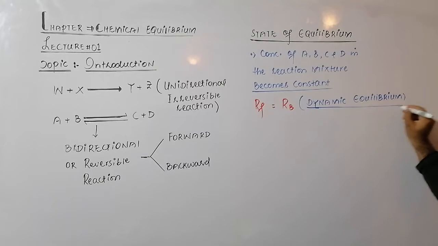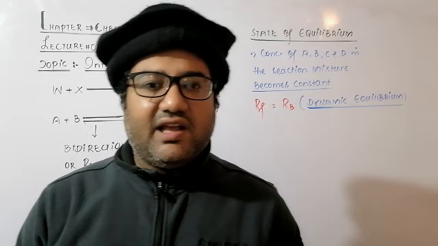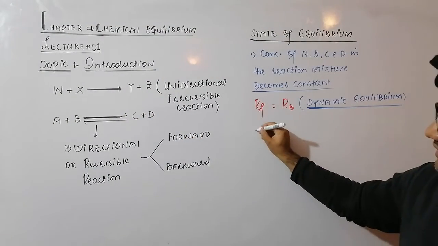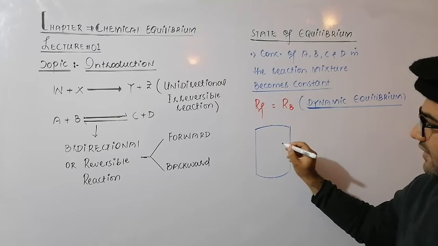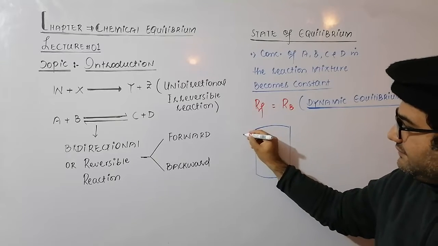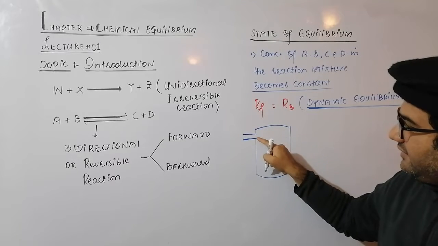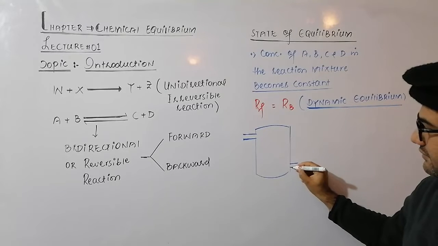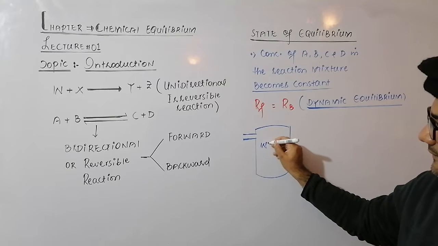So it means chemical equilibrium is not static in nature. Rather, chemical equilibrium is dynamic in nature actually. It is just like, suppose that this one is a water tank. Here is an inlet through which water enters this tank, and here is the outlet through which water leaves the tank. This one is a water tank.